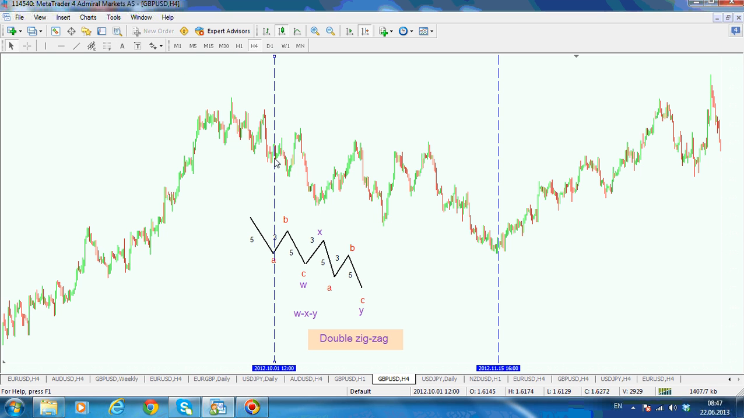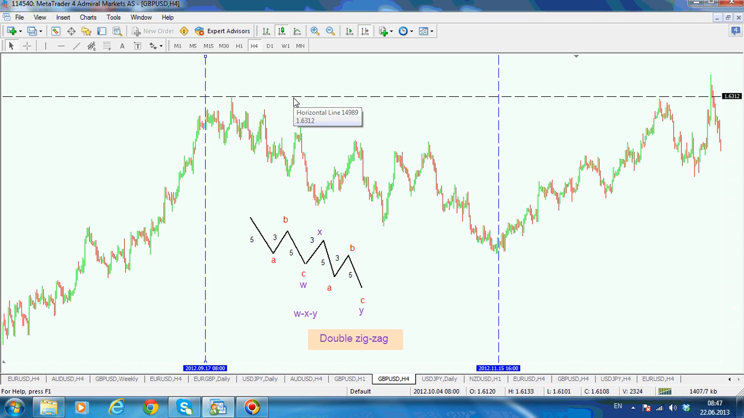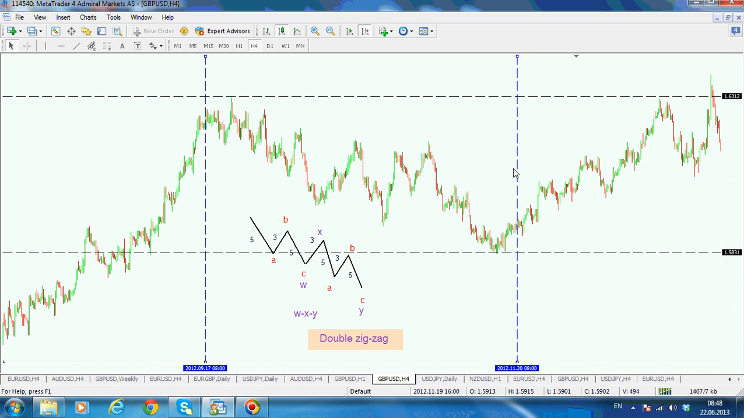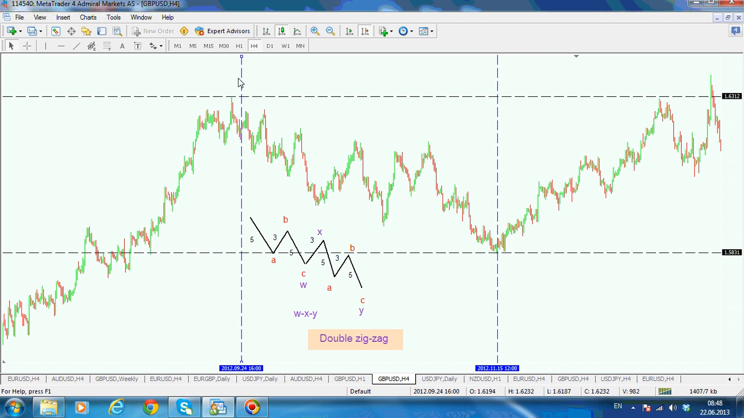So this is the beginning of the move. These are the highs I'm looking for. So these are the highs, and let's mark also the end of the move. These are the lows. Like this. And then basically we are looking for a nice A, B, C, the first zigzag.